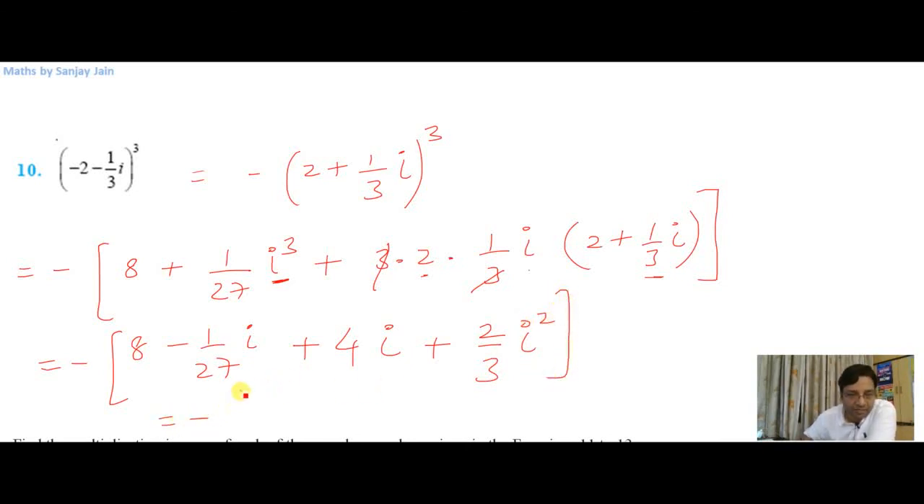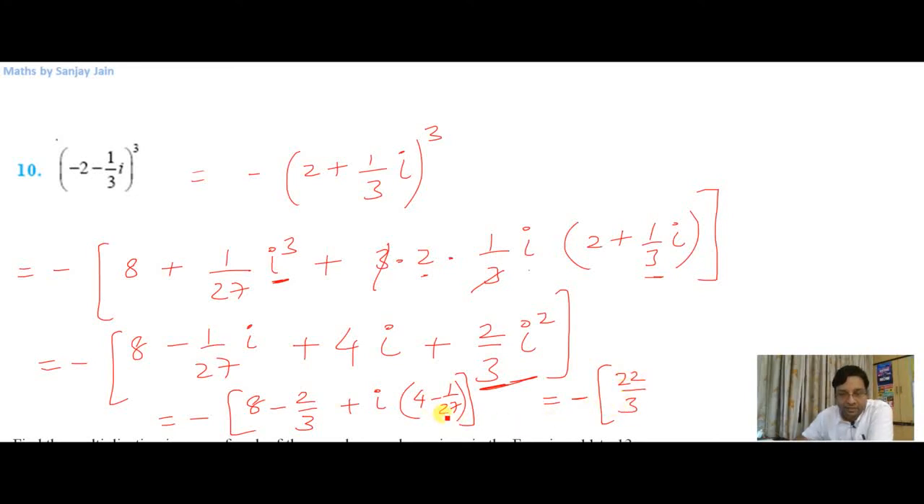So effectively you will have minus 8, this will be minus 2 by 3 because iota squared is minus 1, so minus 2 by 3 here, and then if I take iota outside, I can write it as 4 minus 1 by 27. So this will be minus 8 into 3 is 24 minus 2, 22 by 3 here, and then this is 108 minus 1, 107 iota, 107 upon 27 iota.